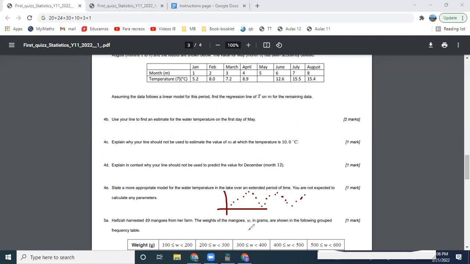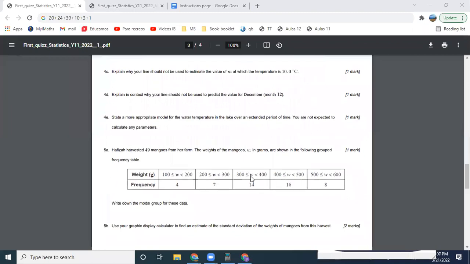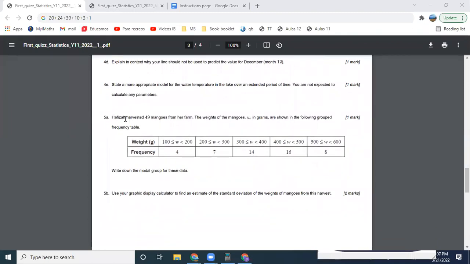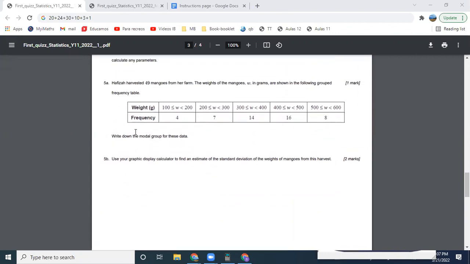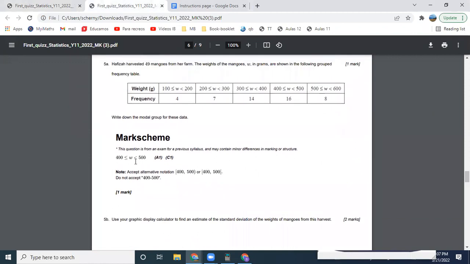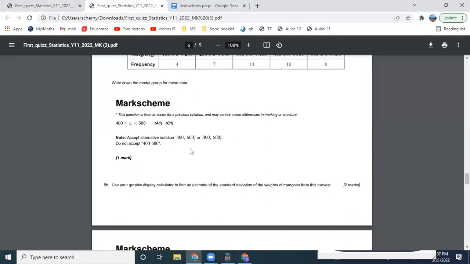So this question wanted you to think about trigonometric functions, but still, don't think about this a lot. So we have Hafisa harvested 49 mangoes, right? And the modal group. The modal group is the group for which there are more mangoes in that group. So the answer is basically this group, okay? But check that the way to write the answer should be either like this, or like this, or like this. The IB says do not accept 400 slash or this thing 500, okay?